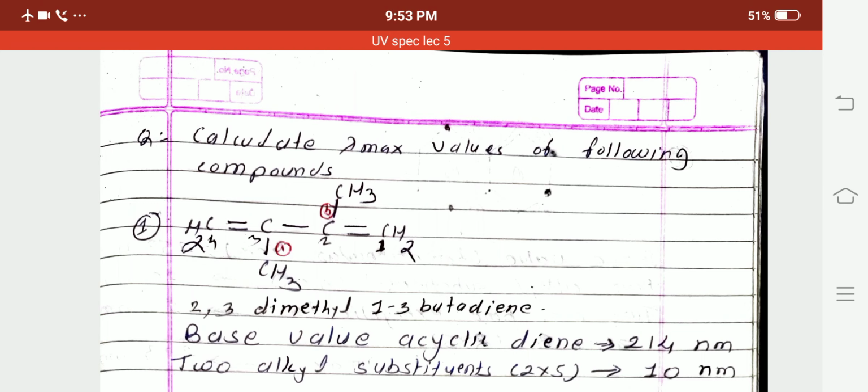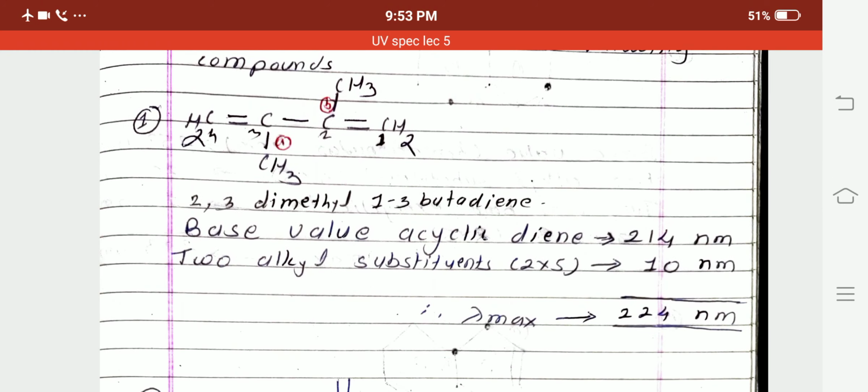Again you see this structure: carbon atom number 2 has 1 methyl group attached and carbon atom number 3 has another methyl group attached. Therefore the name of this compound is 2,3-dimethyl-1,3-butadiene. This is the example of an acyclic diene. Then for calculating the lambda max value for this structure, we write like this.